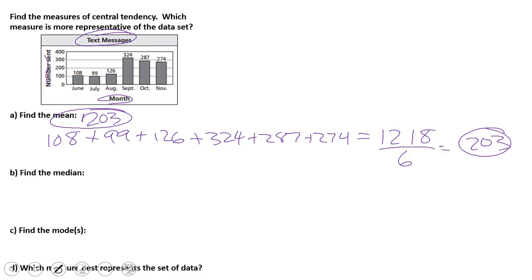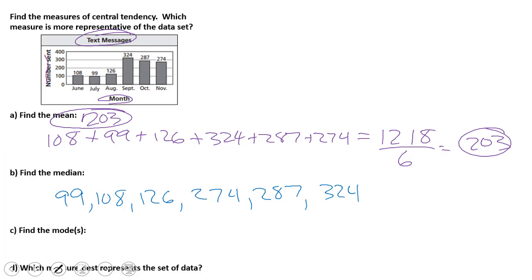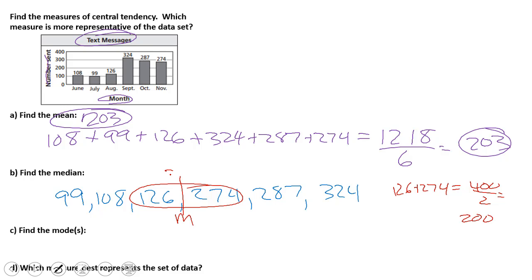That's my mean. When I go to my median, I've got to put them in order. So 99, 108, 126, 274, 287, and 324. And so now I'm going to go right to the middle of that. I know there's an even number, so I count 1, 2, 3. Bam, right there's my median. And so I have to add these two numbers together. 126 plus 274 equals 400 divided by 2. That's 200. So my median is 200.